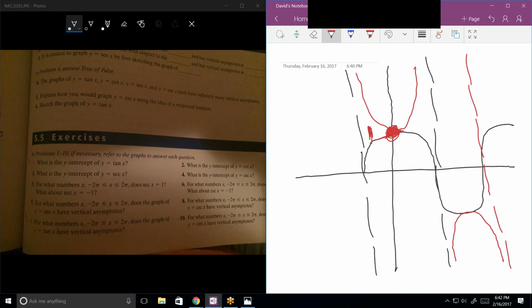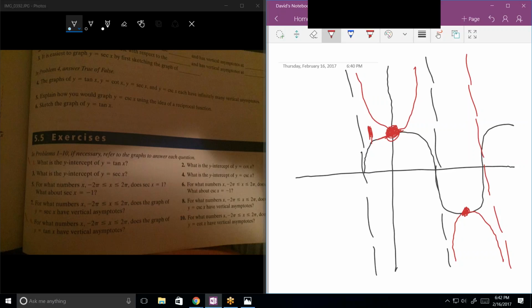Well, and minus 1 also. Whenever cosine is equal to minus 1, secant has to be equal to minus 1. The reciprocal of 1 is always 1. So we do cross the y-intercept here at 1.